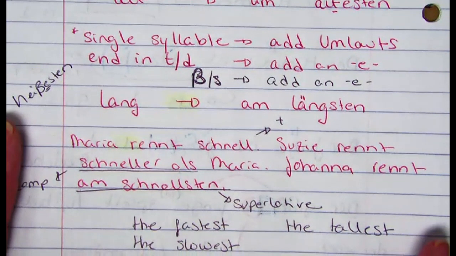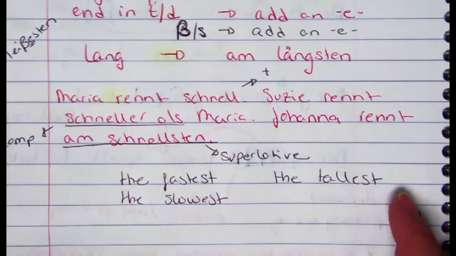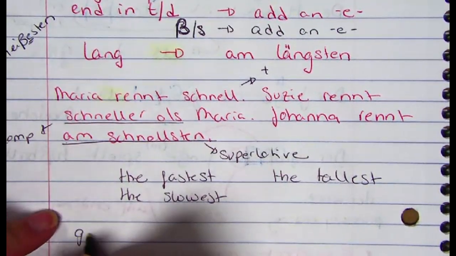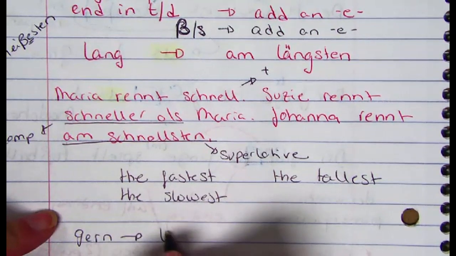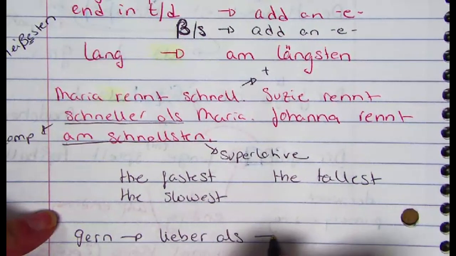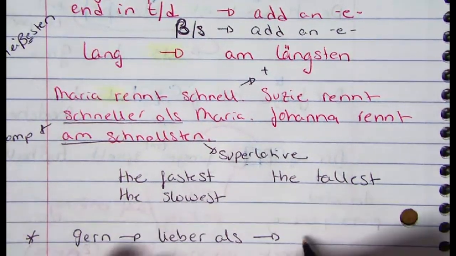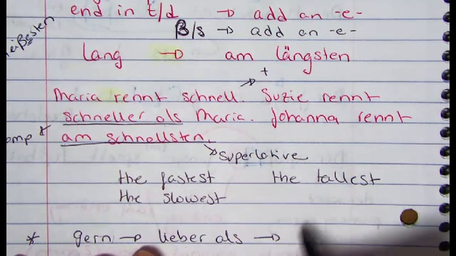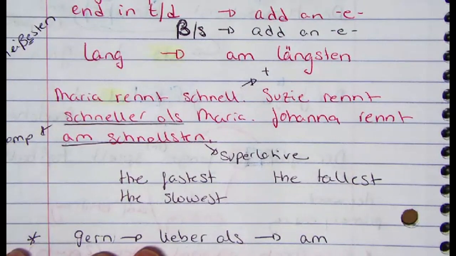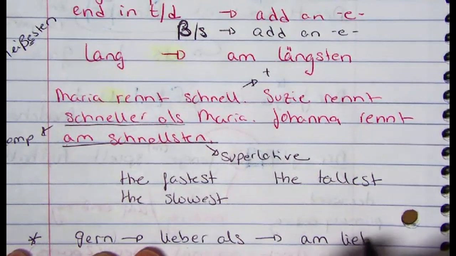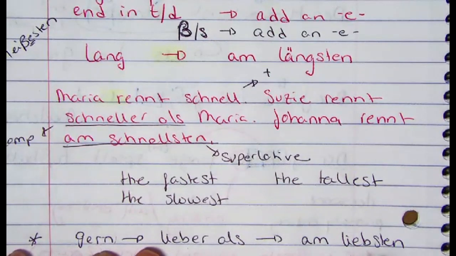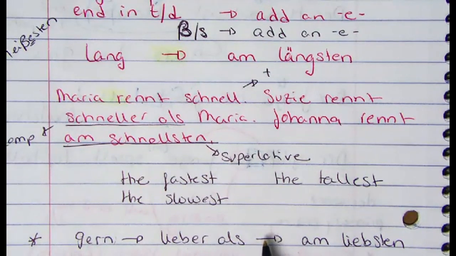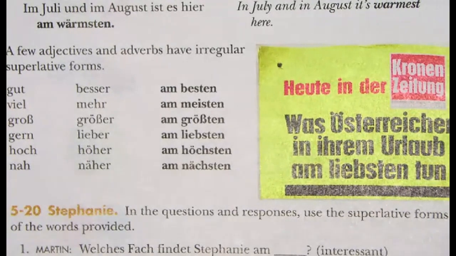All right. The first time you ever learned one of these forms is when we talked about gern and then lieber als. What was that last form of this little adverb? So you had gern, meaning that you like something, lieber als, which means you prefer. And then what was that last form? Of course, it was am liebsten. So that was the very first time we used this form, the superlative form. Make sure that you know that that one is completely irregular. You're responsible for it.